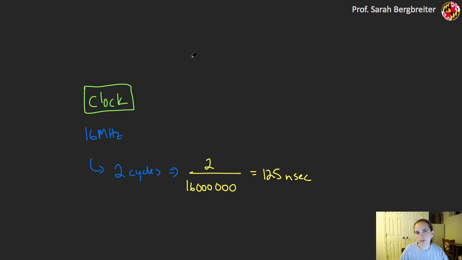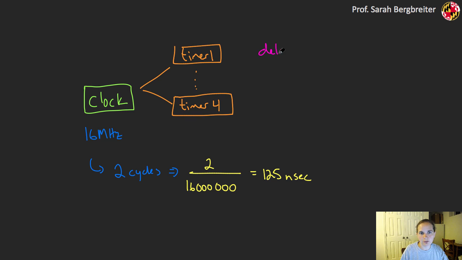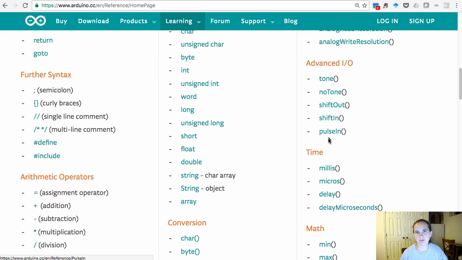That clock also supports a number of timers on your microcontroller. And these timers are what allow you to abstract some of that functionality using functions like the delay function that allows you to delay your code for a certain number of milliseconds, or the delayMicroseconds command as well. So here are some other examples of how I can use those timers. There's my delay function that I'm familiar with. I also have some more advanced functions that also use time.